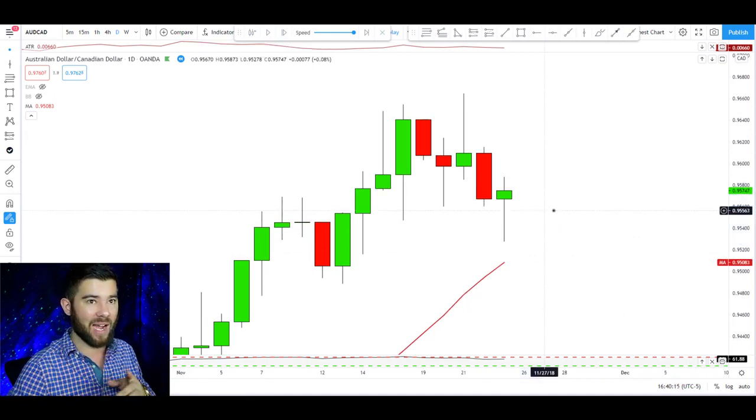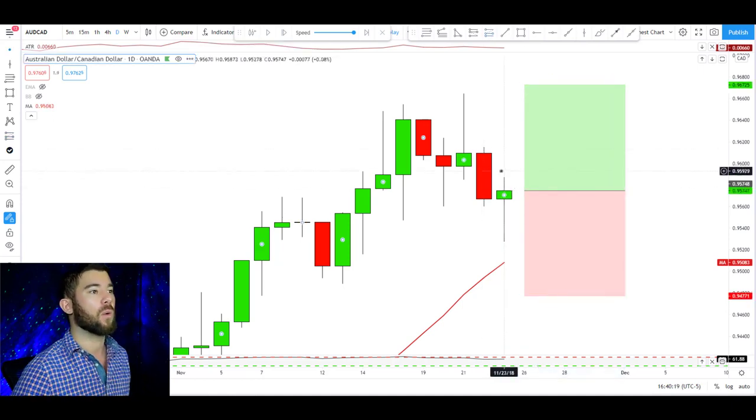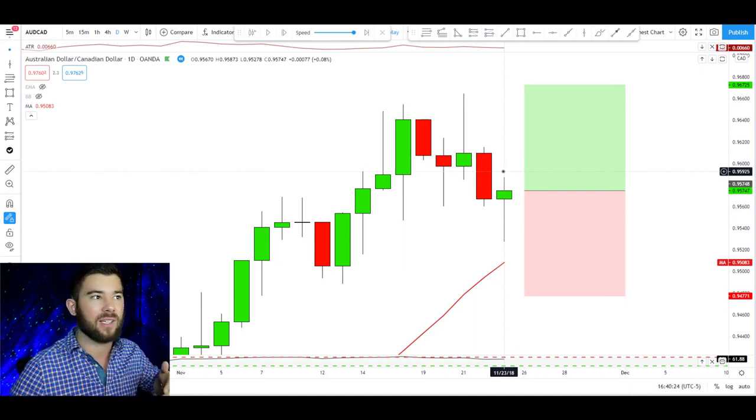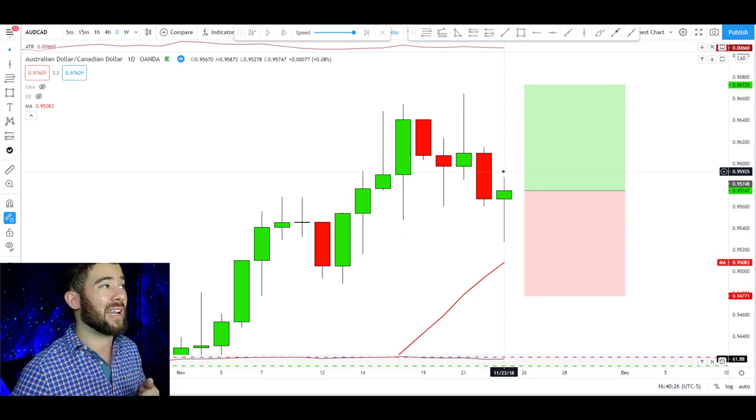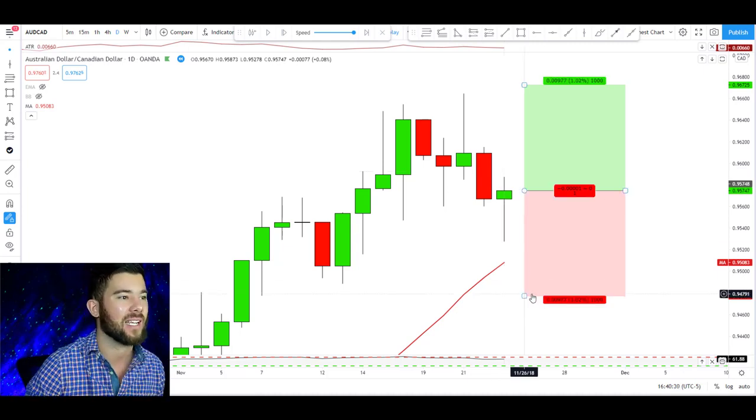Now, again, we're combining everything. So let's put on our position tool. What if we say, okay, one ATR, how do we place stops? With the volatility of the market that we're trading. Right now on the Aussie Canada daily chart, the ATR, or average true range, is 66.